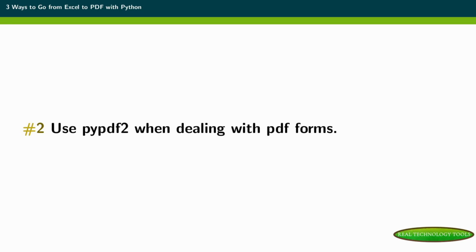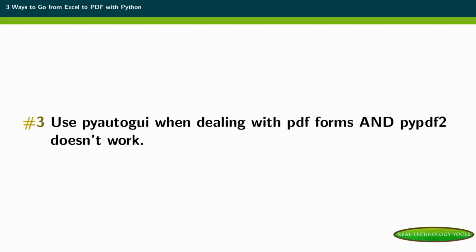But again, what if it doesn't work? You can use the pyautogui module when dealing with PDF forms and PyPDF2 doesn't work. So again, the pyautogui Python module is to be used as a last resort. It consists of taking control over your keyboard and mouse to write on the PDF form as if you were doing it yourself. And why would you want to do that when you can use PyPDF2 and it works all the time? Some people will say that it works all the time, and it's true in theory, but in practice it's not. Let me explain.